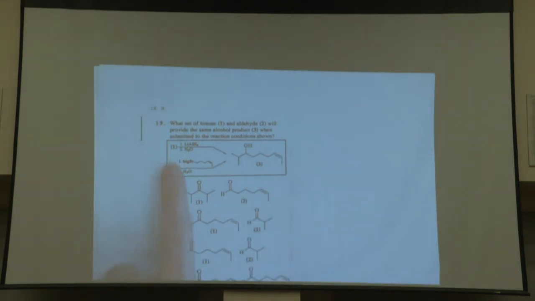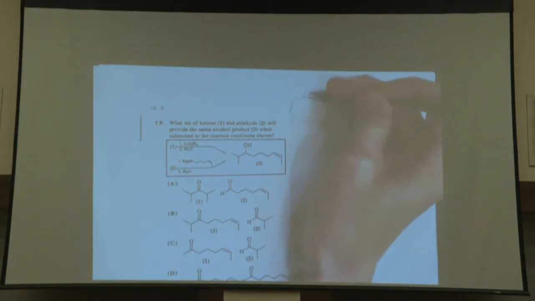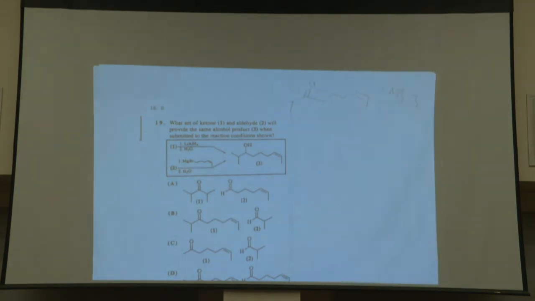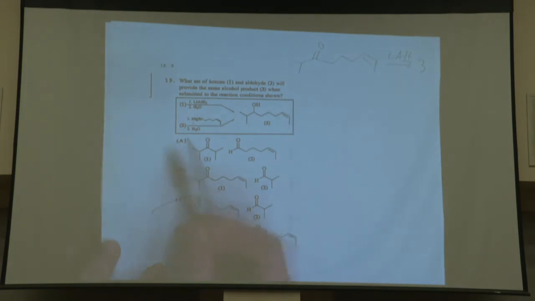So first of all, we know we have to use a ketone for number 1. What does LAH do to a ketone? It's going to reduce it to an alcohol, right? So that's a pretty easy one. We just need this ketone. And then when we use LAH, we're going to get our product, number 3, right? It's just going to reduce our ketone straight down to alcohol. So we can already eliminate C and A.